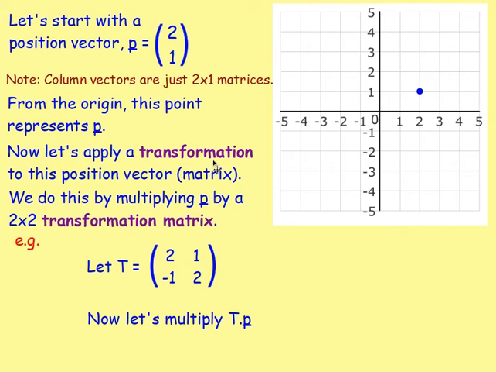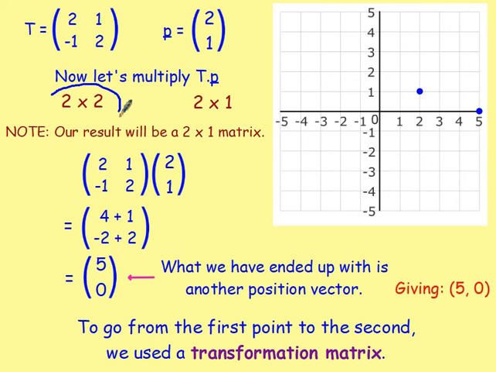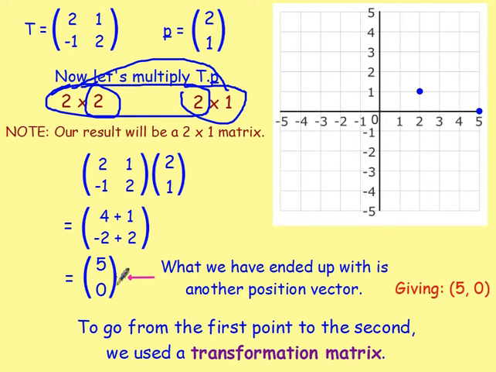If we apply a transformation, what we're doing is we're applying that to that position vector. And what we do is we multiply our position vector by a 2 by 2 transformation matrix. So let's say we had this transformation matrix here with the entries 2, 1, negative 1, 2. What we can do is we can multiply them together. So a transformation matrix multiplied by matrix P. This here was a 2 by 2 matrix, this here was a 2 by 1 matrix. Always check the numbers in the middle are the same, which they are. Woo! Means you can multiply them. The result will be a 2 by 1 matrix. We get out 5, 0, and really what we have out is another position vector. But if we think about that as a coordinate, well, that's just going to be the coordinate (5, 0). So what we've done is we've gone from this first point to the second, and we've done that using a transformation matrix.